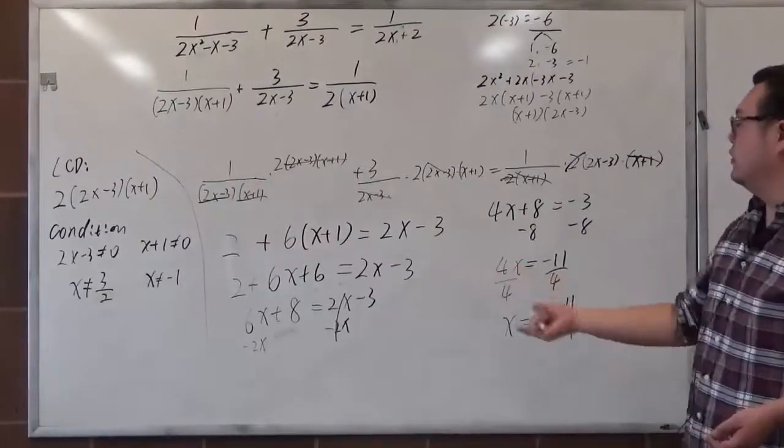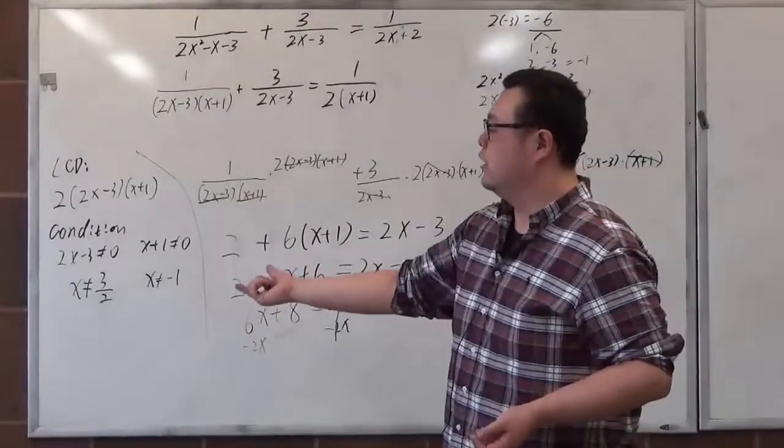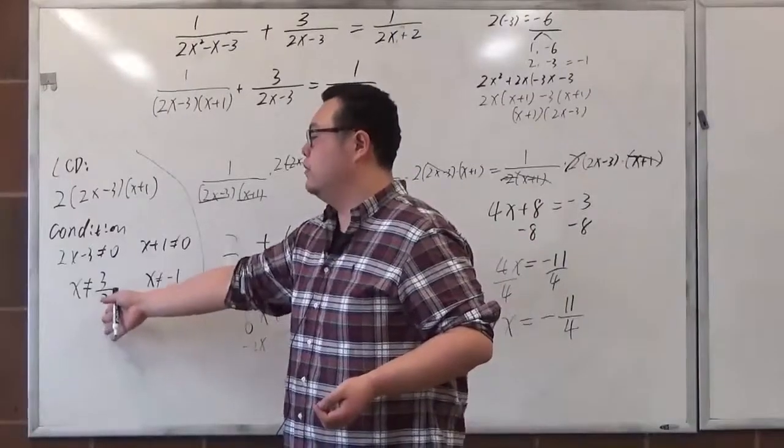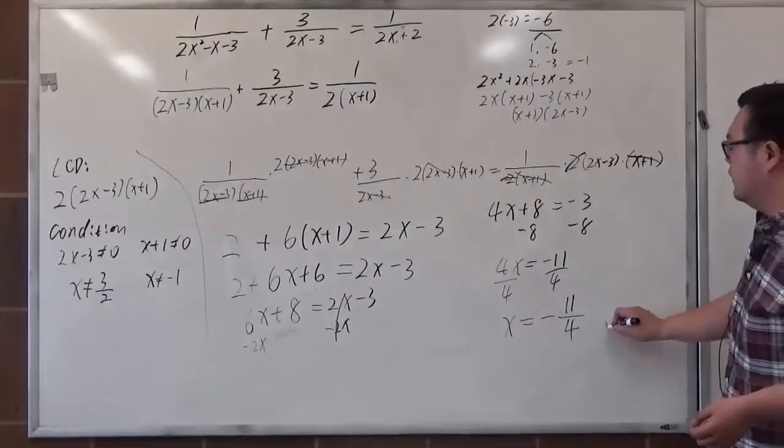Basically, negative 11 over 4 is not one of the excluded values. We have the conditions saying x shouldn't equal 3/2 and negative 1. So negative 11 over 4 is a good solution.